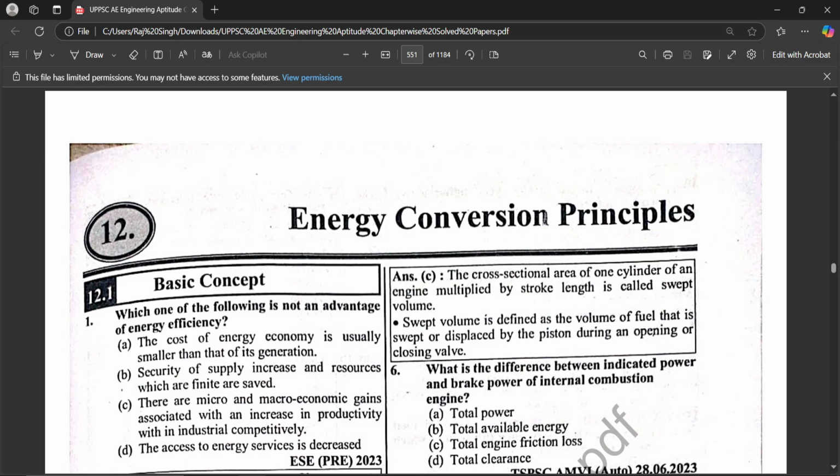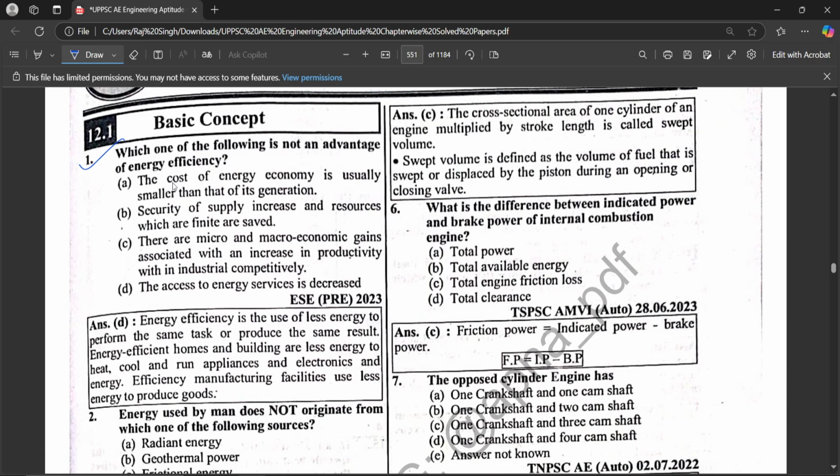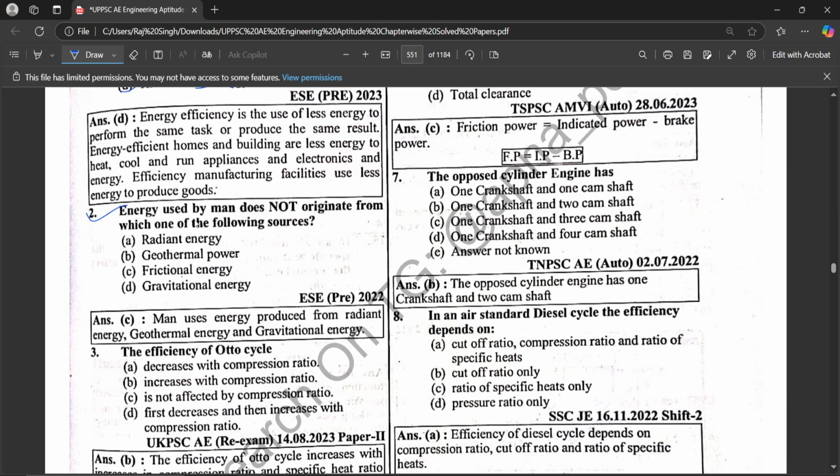अब हम इस वीडियो में एनर्जी कंजर्वेशन प्रिंसिपल्स के बारे में डिस्कस करेंगे। ठीक है, तो इसमें करते हैं सॉल्व। पहला क्वेश्चन, which one of the following is not an advantage of energy efficiency? The access to energy services is decreased. Energy used for man does not originate from one of the following sources, which is frictional energy.